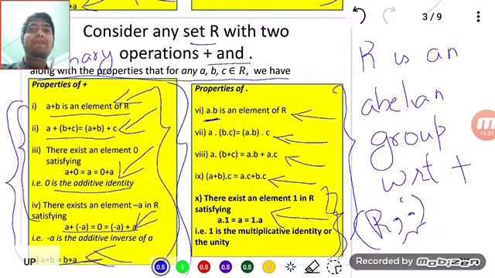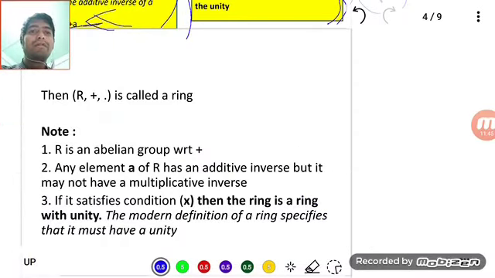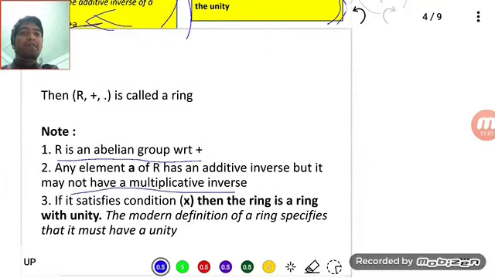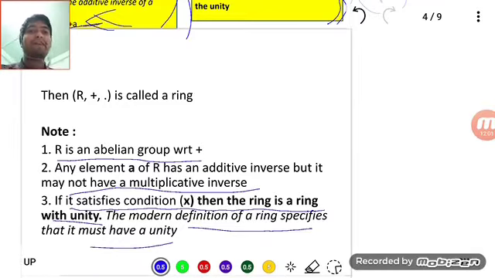Right now we will be happy with that one example, but maybe by the end of this lecture, we will also learn about more examples. The first example that we have learned is integers with respect to plus and dot. It is a ring. Keep that in mind. So this is the note: R is an abelian group. It may not have a multiplicative inverse. If it satisfies the condition, then the ring is a ring with unity. Just like I said, the modern definition of a ring specifies that it must have a unity, that is, it must have the element 1.